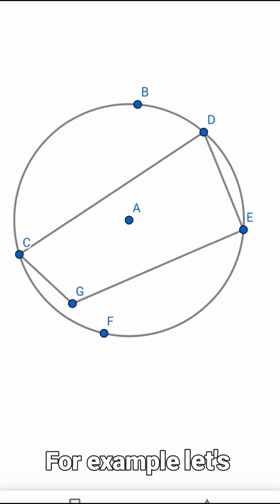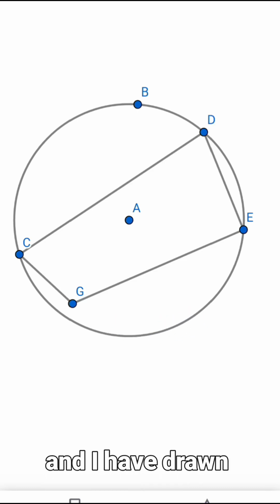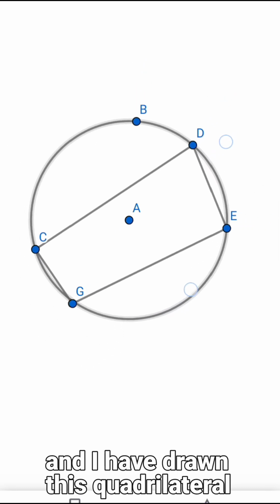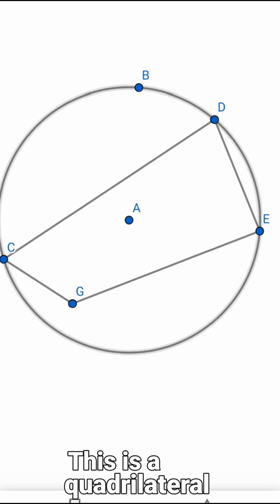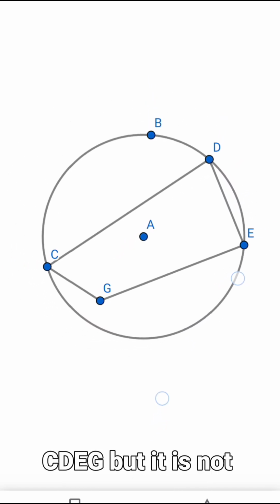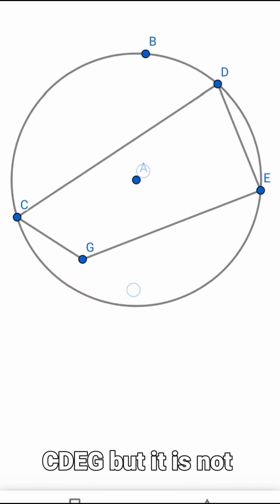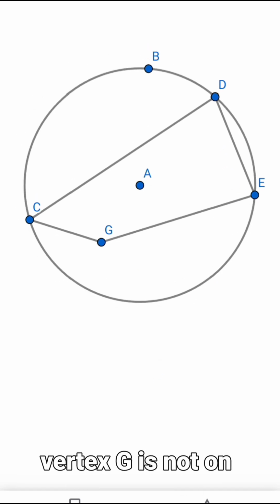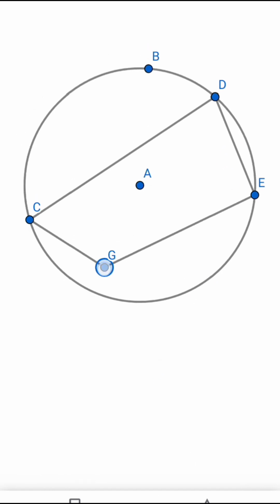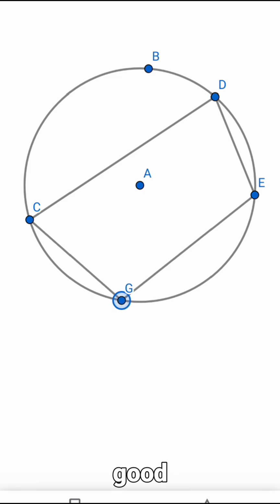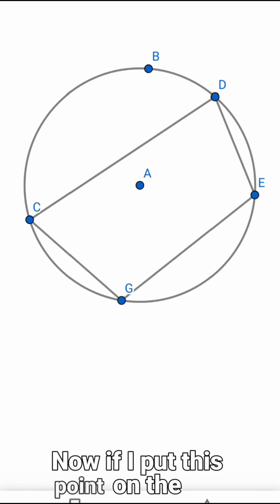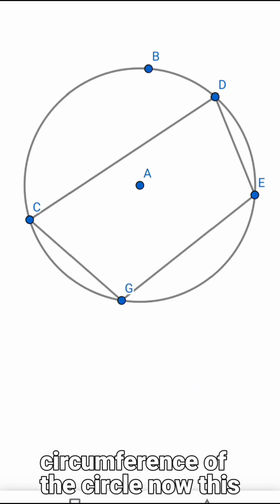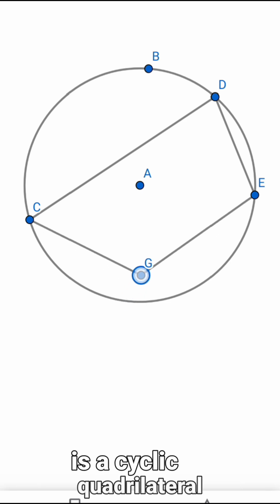For example, let's take this circle and I have drawn this quadrilateral. This is a quadrilateral CDEG, but it is not a cyclic quadrilateral because the vertex G is not on the circumference of the circle. Then this theorem does not hold good. Now, if I put this point on the circumference of the circle, now this is a cyclic quadrilateral.